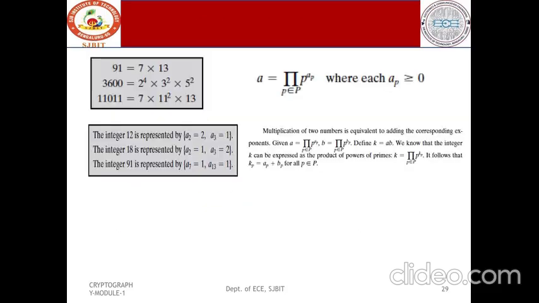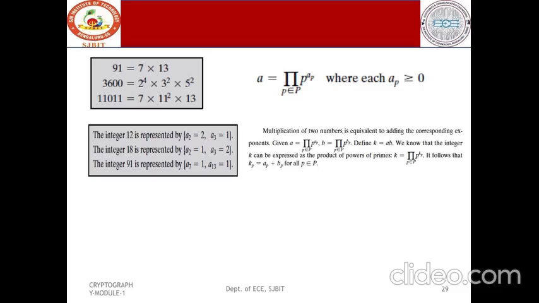Here we can see we have the number 91. It can be written as 7 into 13. Similarly, 3600 can be written as 2 power 4 into 3 square into 5 square. So it is useful to express this in another way.